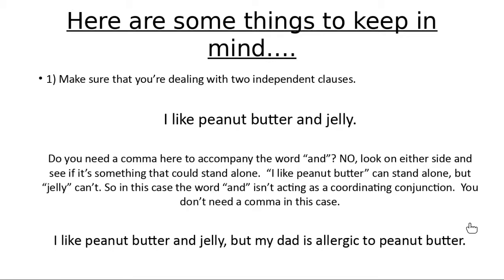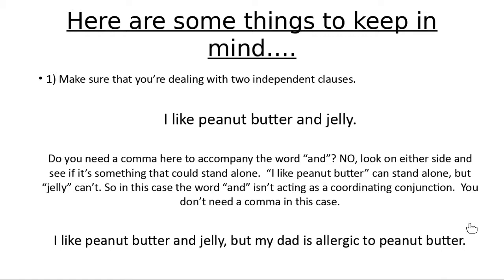So here are some things to keep in mind. Every time you see the word for, or and, or nor, or but, or or, or yet, or so, every time you see those words in a sentence, doesn't necessarily mean that that word is being used as a coordinating conjunction. Those are just some words that you can use as a coordinating conjunction. Those same words can also be used in many other contexts.